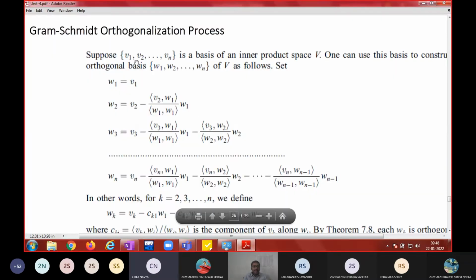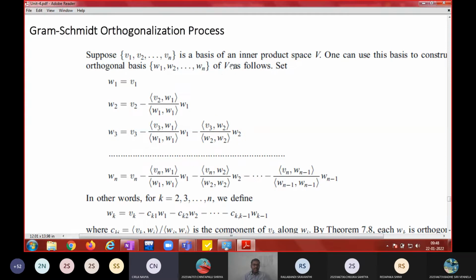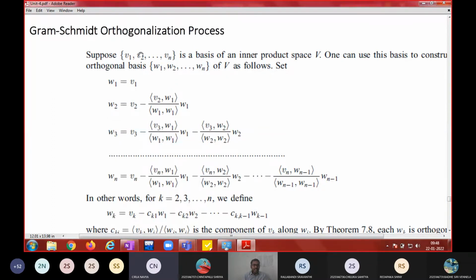So this is the basis given, v1, v2, and so on up to vn. From this we are going to create another basis which is an orthogonal set. That means we are going to create an orthogonal basis for the vector space. How? The first basis element you define as w1. How do you generate the second element of the orthogonal basis? W2 you define like this: V2, the second element of the first basis, minus the inner product of V2 with W1 divided by the inner product of W1 with W1, times W1.